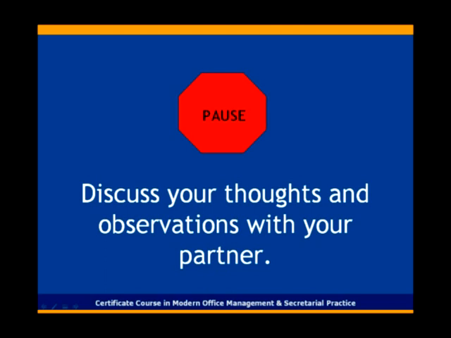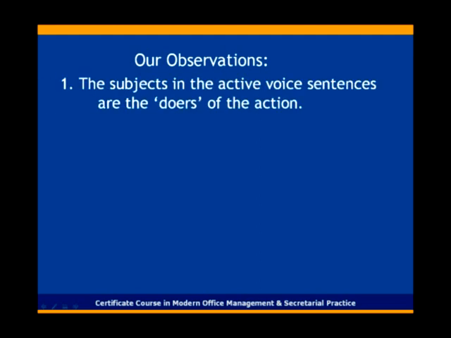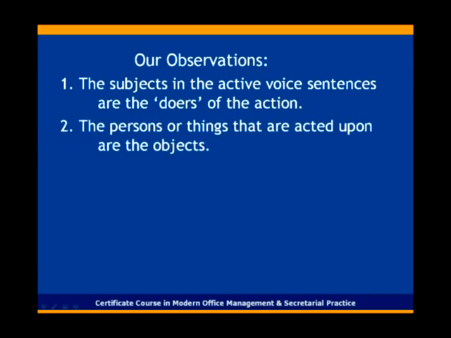Let us now make a list of the things that must have come to mind when you looked at the two sets of sentences. The subjects in the active voice sentences are the doers of the action. The persons or things that are acted upon are the objects.